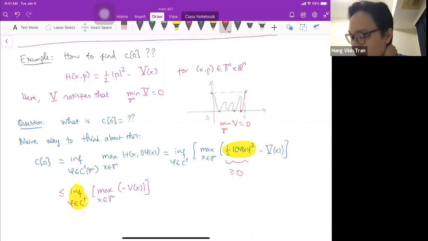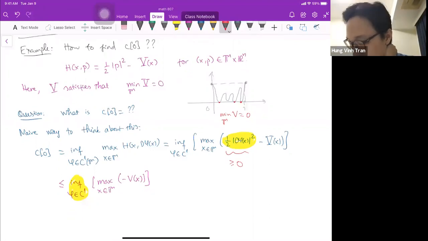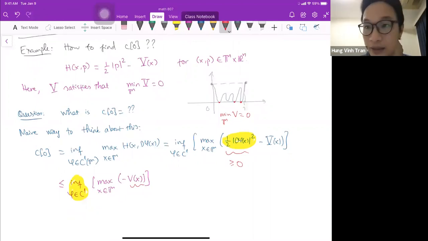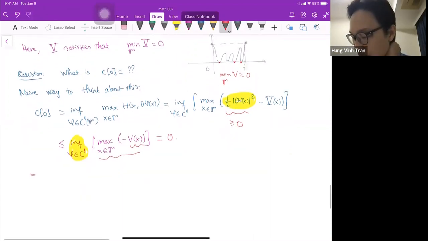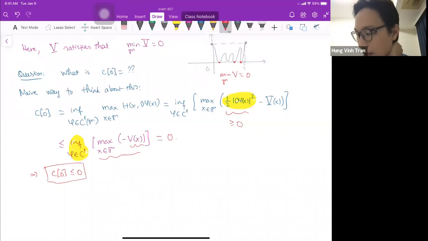And I know that v has mean 0, so max of minus v is going to be exactly 0, because I'm flipping v back, so max is 0. So we get right away that C naught is less than or equal to 0. Okay, so that's exactly the first thing that we can see.